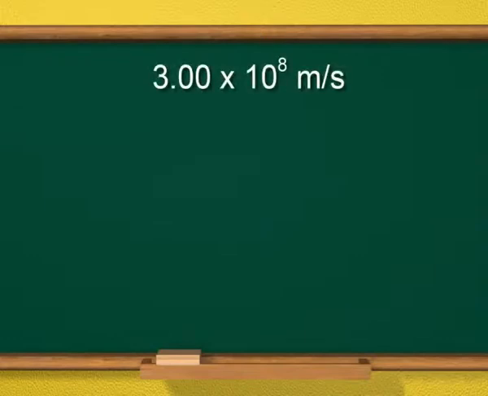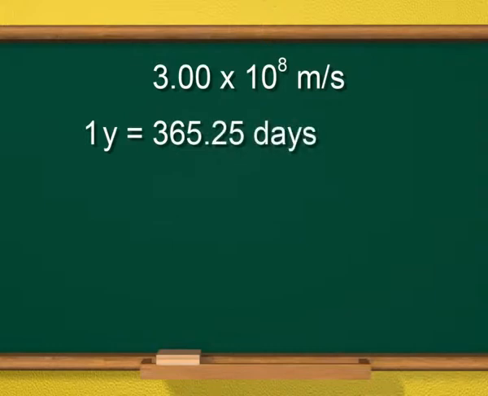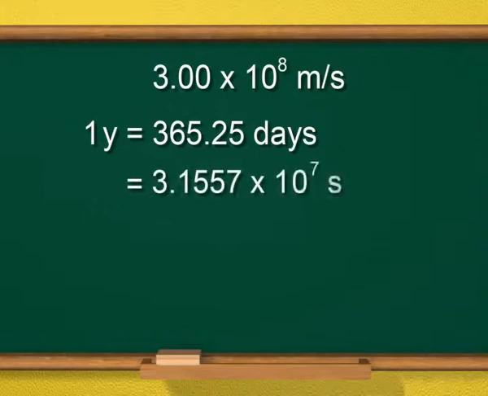For example, the speed of light is given as 3.00 × 10^8 meters per second, which has 3 significant figures, and 1 year, that is 365.25 days, which is equal to 3.1557 × 10^7 seconds, has 5 significant figures. Therefore, the light year is equal to 9.47 × 10^15 meters, that is, the final result should be of 3 significant figures.